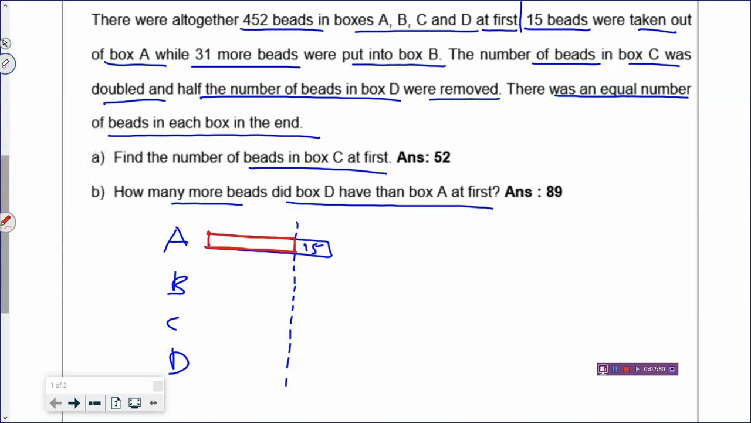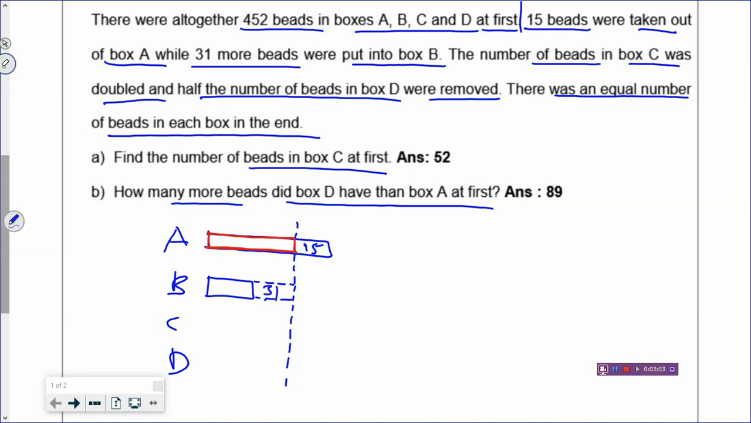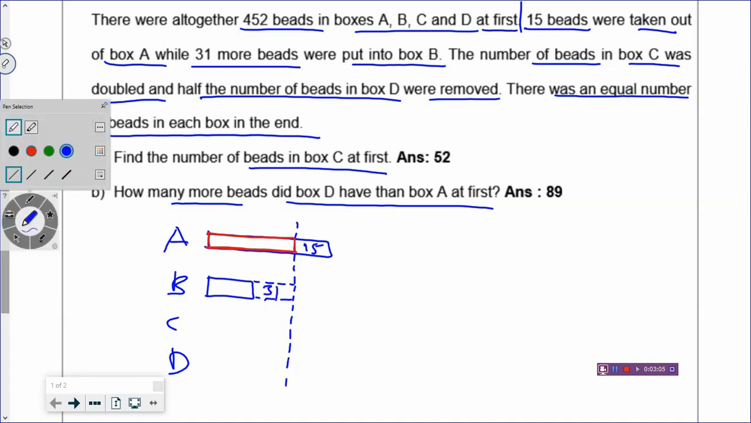And then 31 more bits were put into box B. So I'm going to draw a little shorter, and you're going to add 31 more. When you add 31 more, what happens to the bits in box B? Now box B will become longer also, until the dotted line.